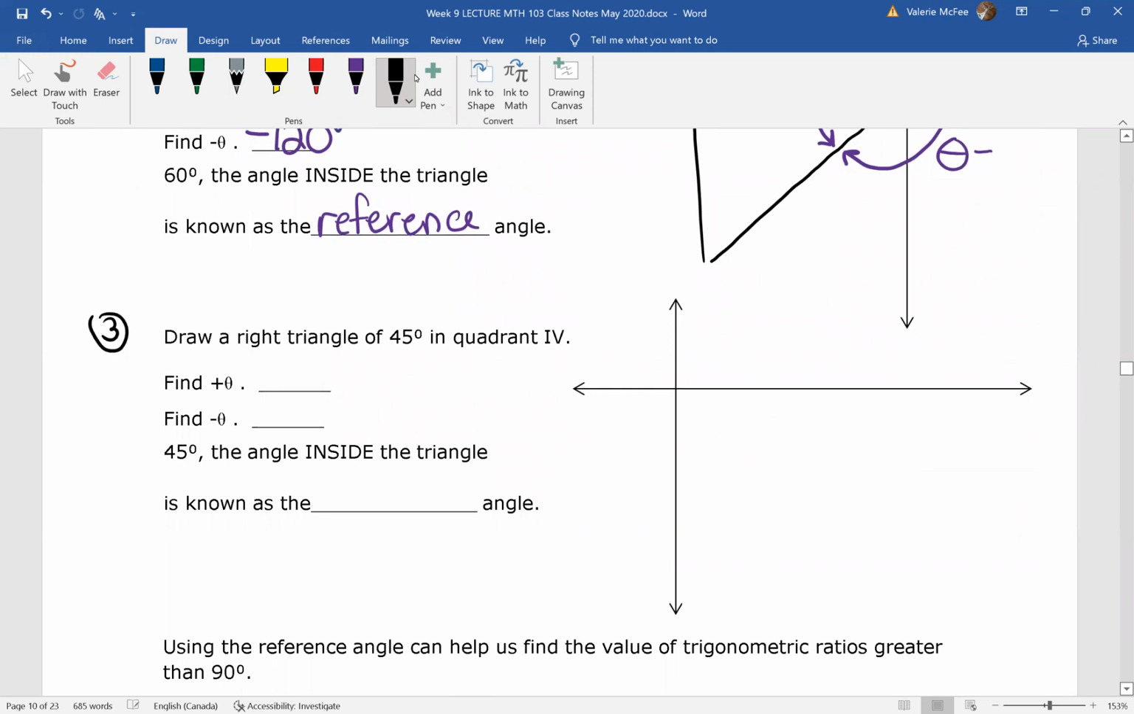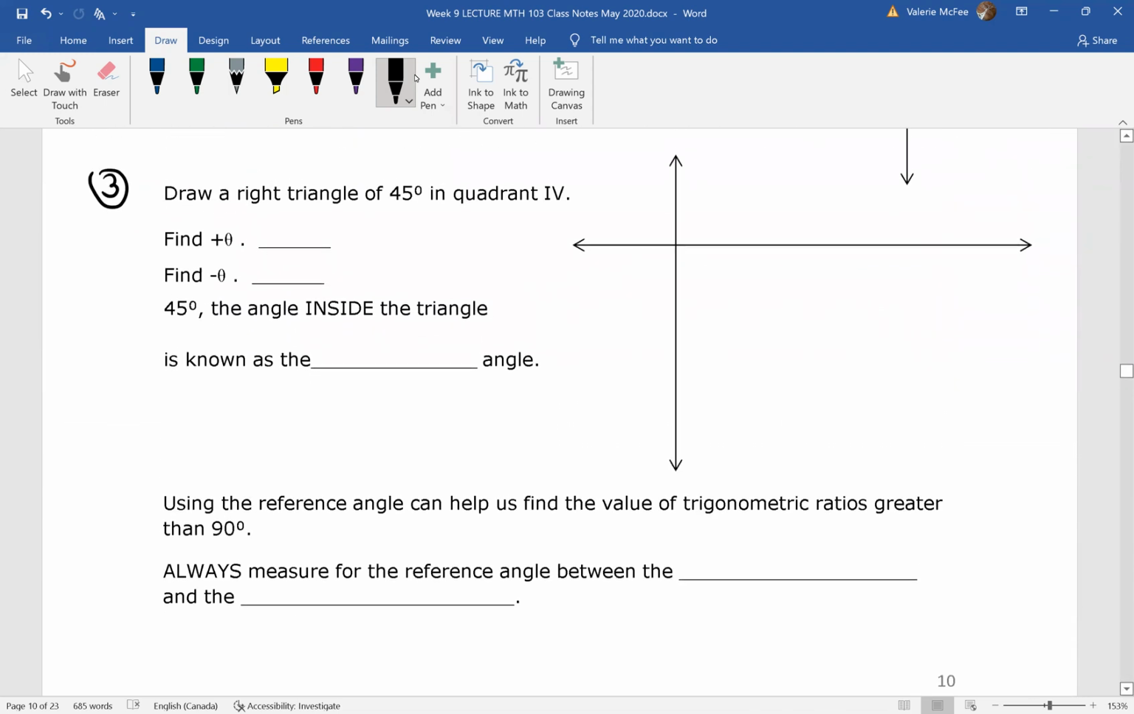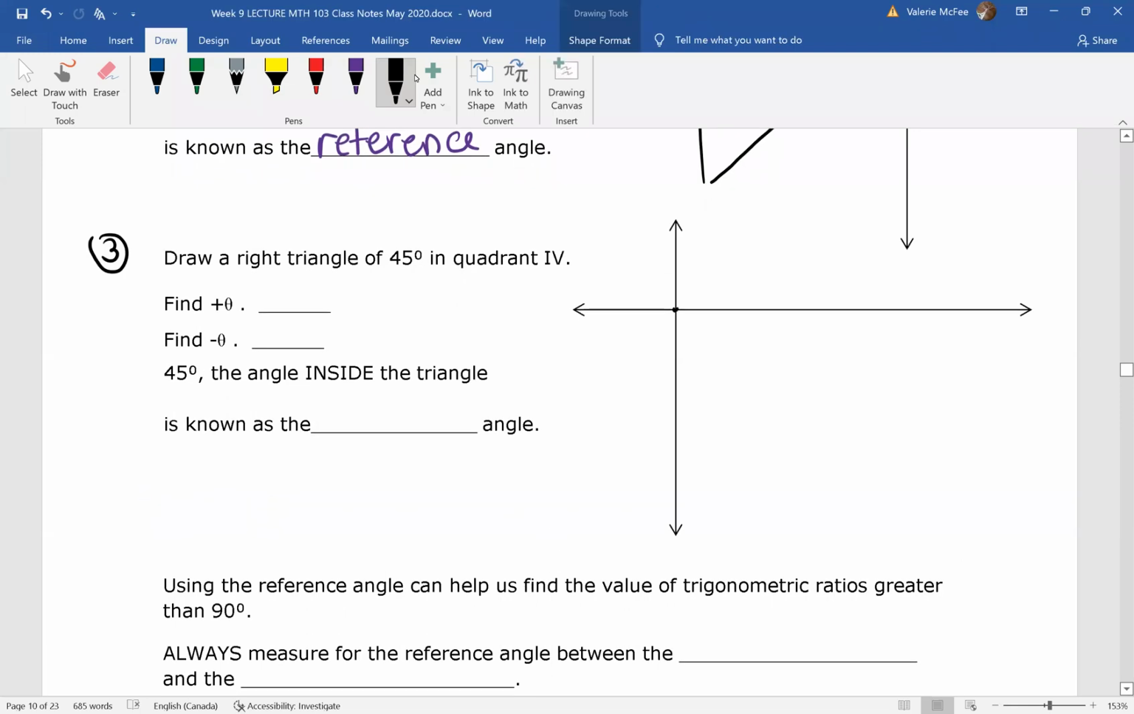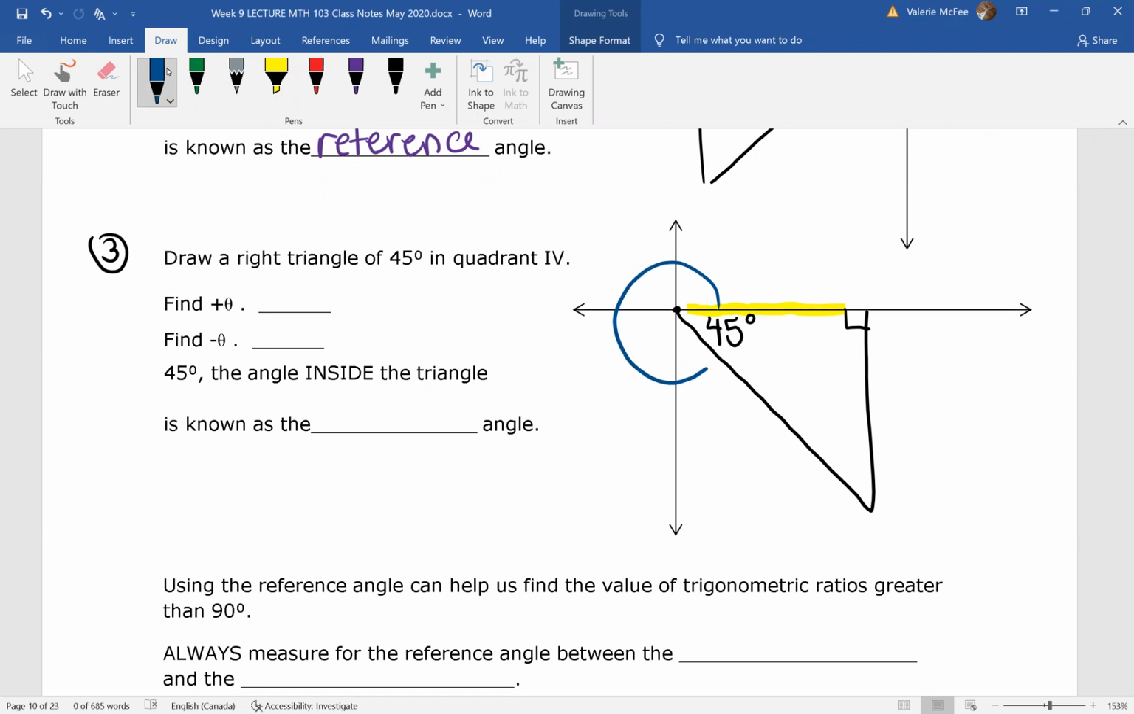Now we're in quadrant 4. We're going to draw a 45-degree triangle. And again, we're going to start at the origin, and our 90 degrees is on the x-axis. Here's our 45-degree angle inside the triangle. We want to find our positive value theta. So we're again starting here, positive theta, negative theta.